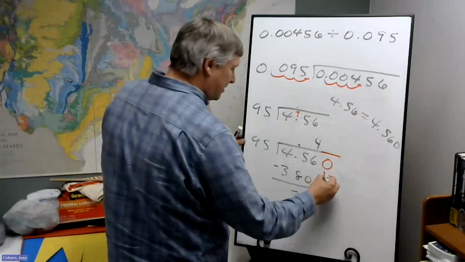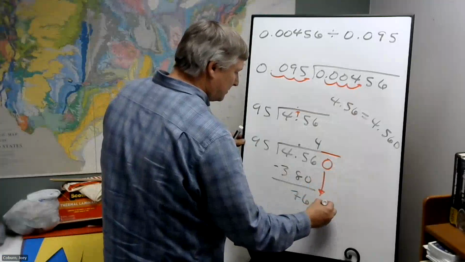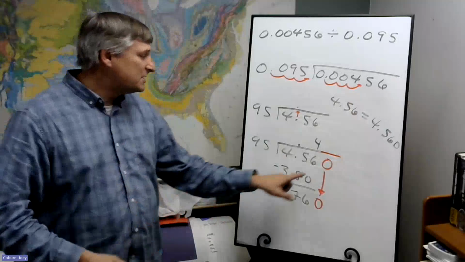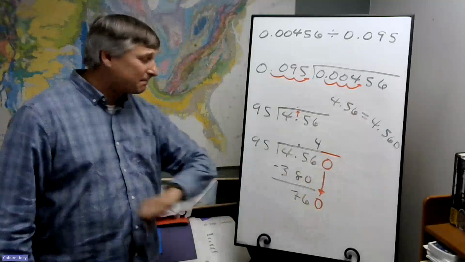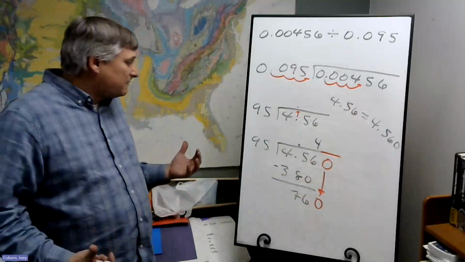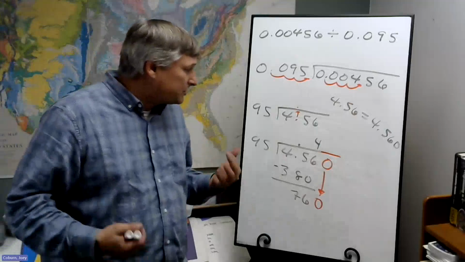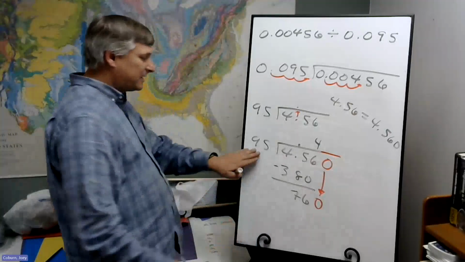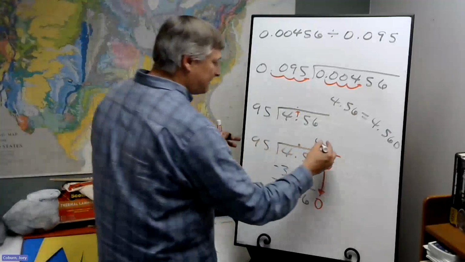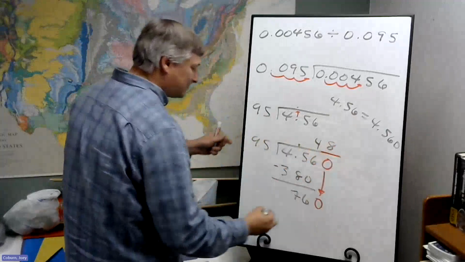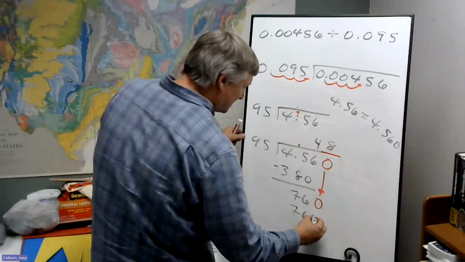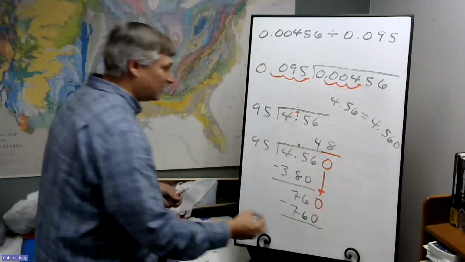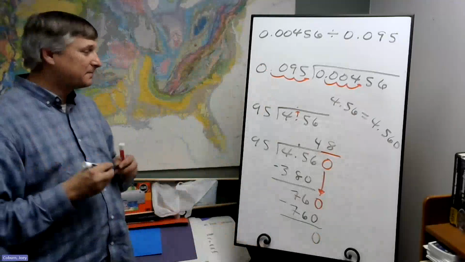We can bring down this extra 0. This is a trick we can do in division. If there's another digit here, we can bring it down. So 95 goes into 760. Well, it turns out 8 times. So now we have a number that's big enough for 95 to divide into. And in fact, it divides in perfectly because 8 times 95 is 760. And if we subtract, we get 0 and we're done.